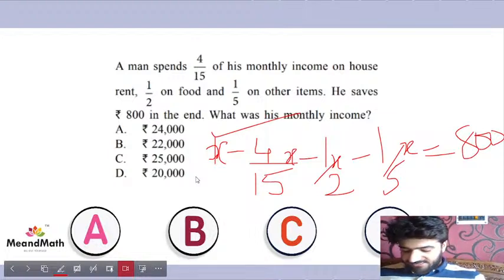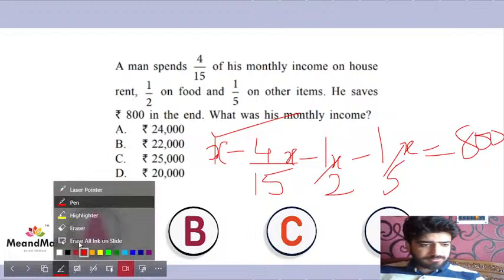I think Arohi has said A already. Okay, Ayushi said A. If you guys don't know, X is the salary. X is the salary, Saranya.